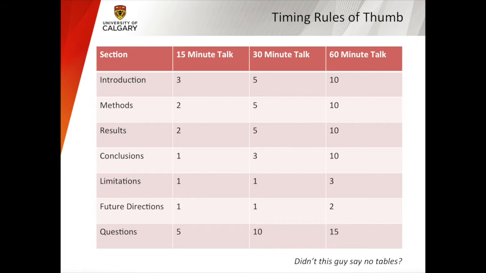So, some basic timing rules of thumb you can refer to. For each section that you're going to be dealing with, you can break it up into its component parts, whether you've got a 15-minute talk, a 30-minute talk, or a 60-minute talk. I really hate tables in slides, so for me to put this in physically made me sad. But this is the way to show it. With a 60-minute talk, you've got a lot more elbow room.